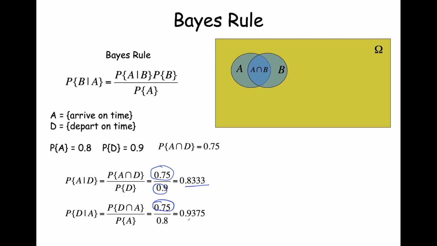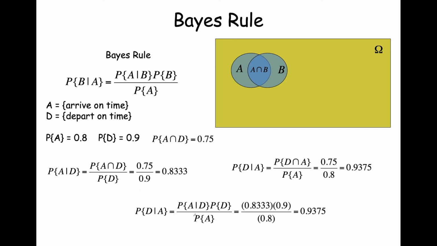93.75%. Okay, and so what we're going to do now is use Bayes' rule. We are given the probability of A given D, which we calculated to be 0.8333, and now we're going to use Bayes' rule to compute the probability of D given A, not directly. We want to know the probability of D if you observe that it arrived on time, which is nothing more than an application of Bayes' rule.